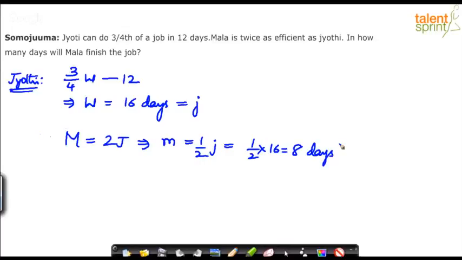Now, in how many days will Mala finish the job? 8 days. That's your answer. If Mala works alone, she can finish the job in 8 days. Alright?